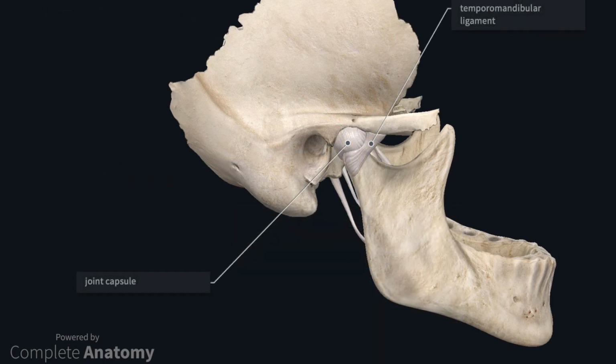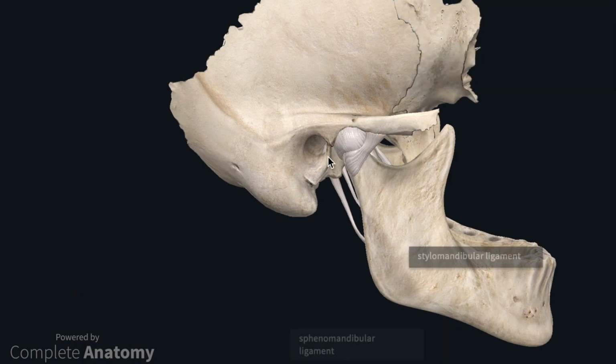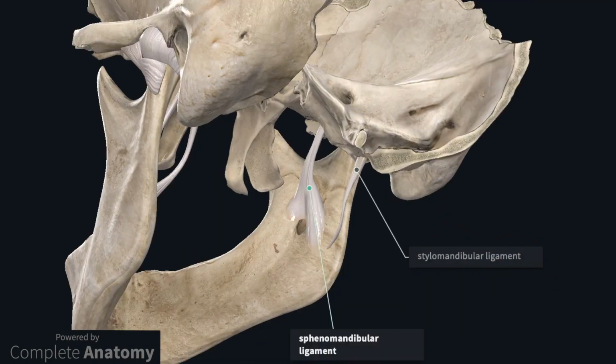The TMJ is surrounded by a joint capsule, which we can see here, and is further supported by some extracapsular ligaments. The lateral temporomandibular ligament, which we can see here, attaches to the zygomatic arch and the posterior portion of the neck of the mandible. This ligament limits posterior movement of the mandible. The medial ligaments include the sphenomandibular ligament and the stylomandibular ligament, both of which limit lateral movements. The sphenomandibular ligament runs from the ramus of the mandible to the sphenoid bone, and the stylomandibular ligament runs from the ramus of the mandible to the styloid process.